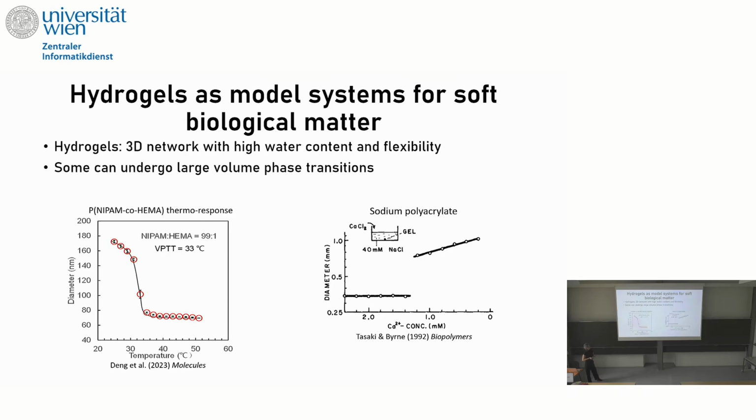And the second example is the polymer we worked with, sodium polyacrylate. When we put it in an equilibrium solution of sodium chloride, 40 millimolar, and then add a divalent ion such as calcium, we see a gradual decrease of the volume of the gel with adding the calcium ions, until we get to the critical concentration when the polymer expels water and loses its volume.